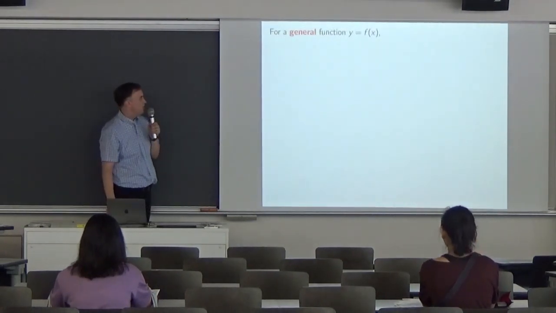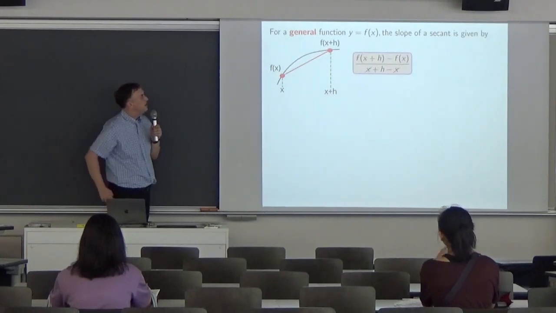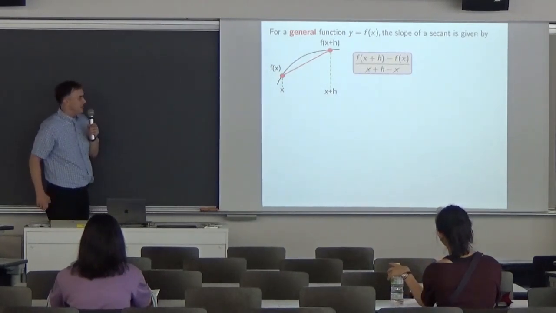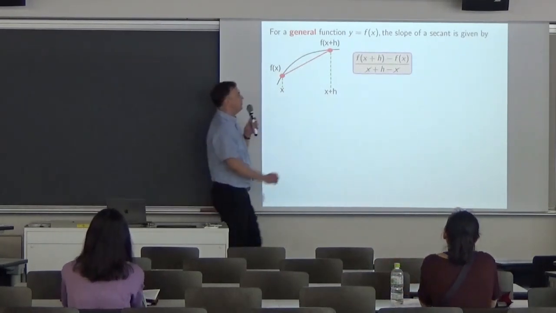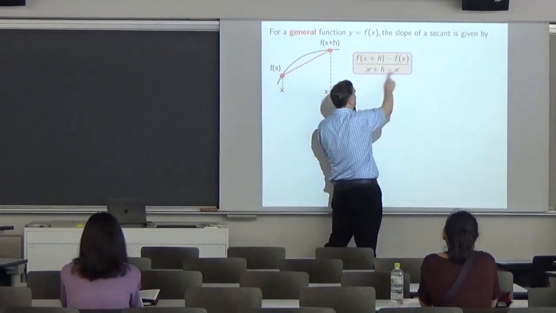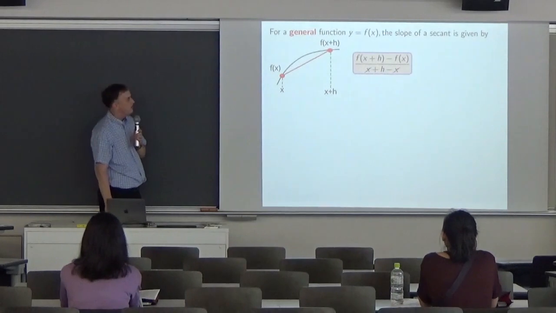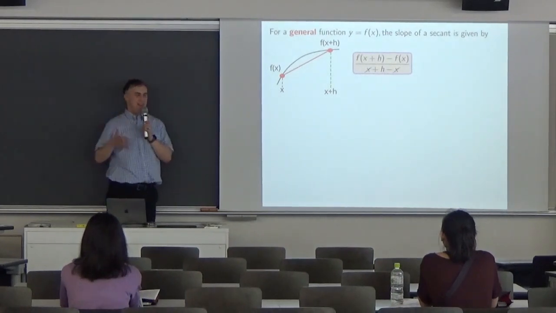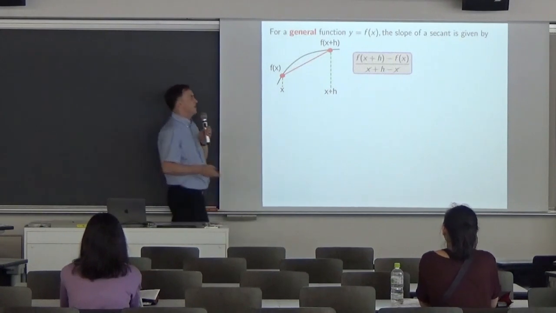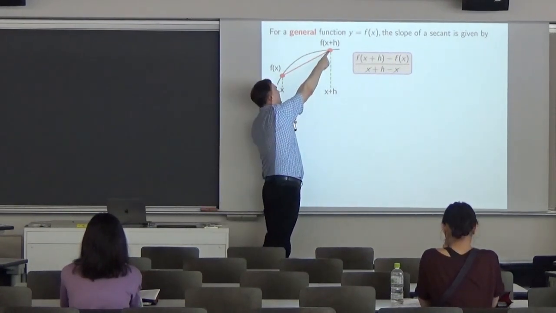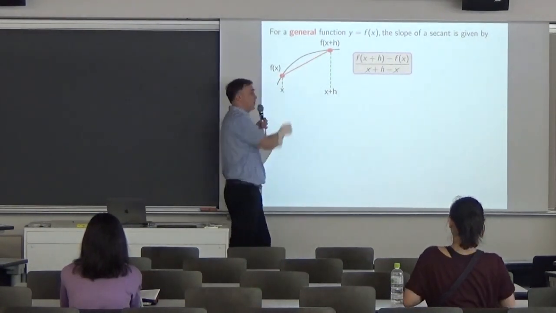So for a general function y equals f of x, the slope of the secant is given by this calculation, which is basically y2 minus y1 over x2 minus x1. As I say, we expect to get a better approximation to the tangent line the closer that we bring this point towards this one.